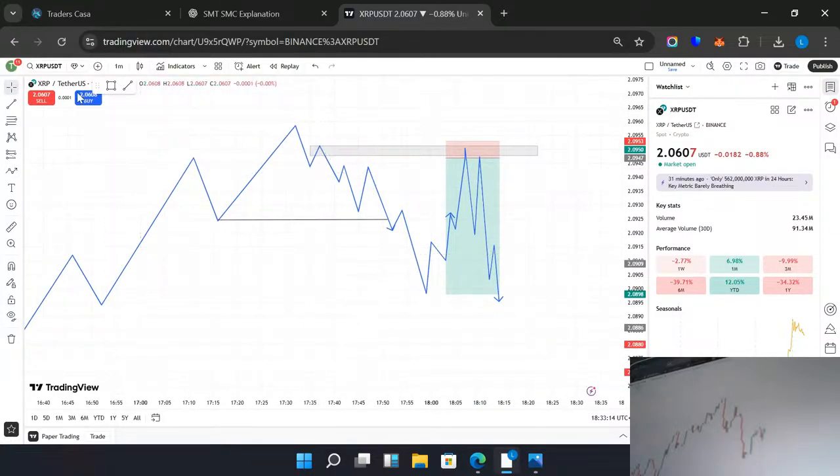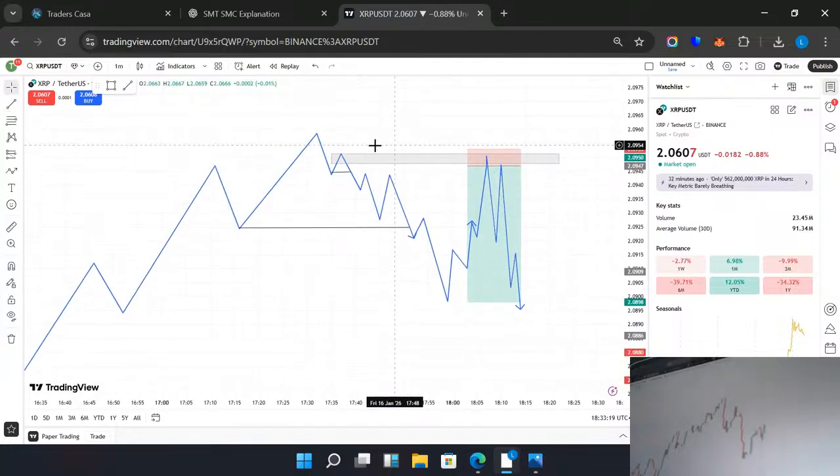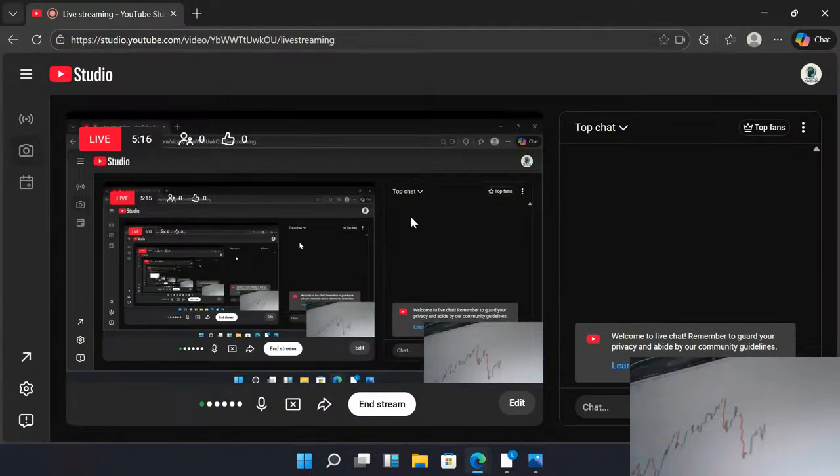So breakout structure you need to look for. That's very easy to look for. You just need to fulfill the requirements of the order block. Perfect. Now we know that.